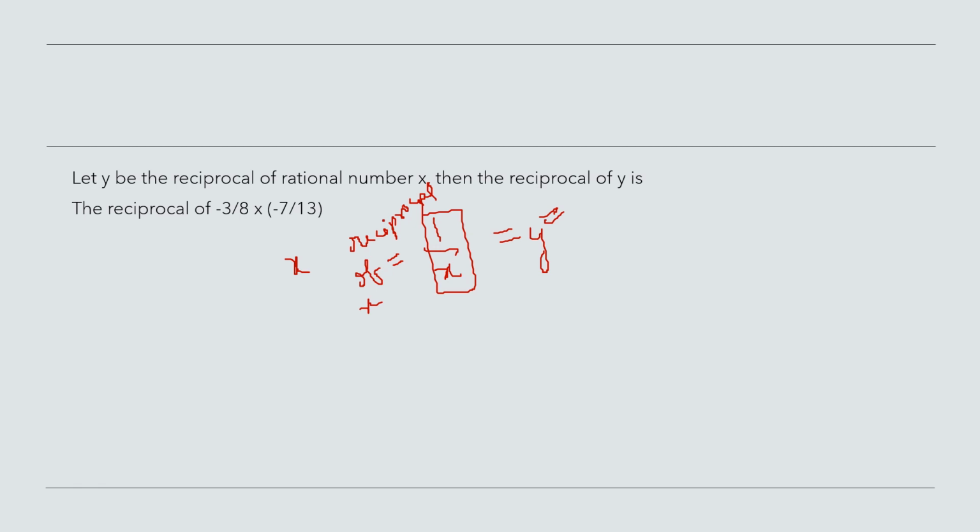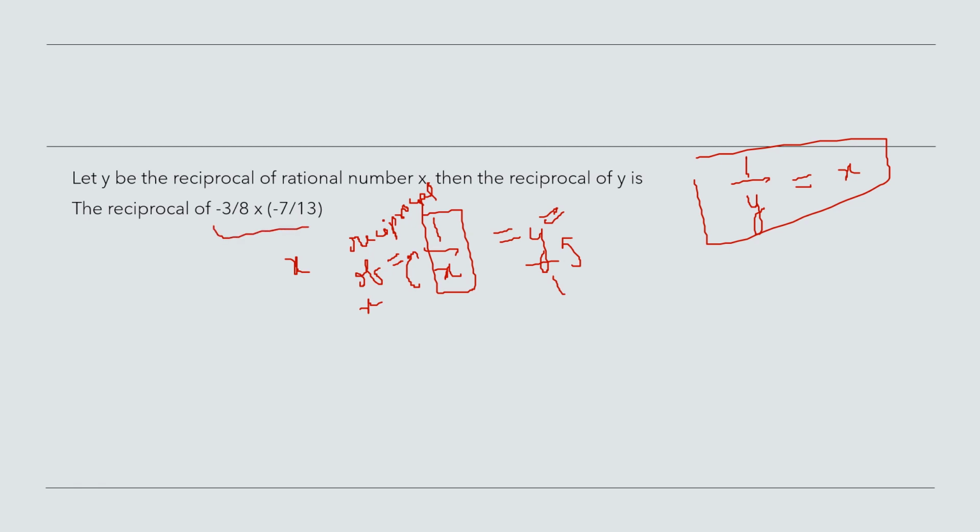Now reciprocal of y is what? Reciprocal of y is 1 by y, because y can be written as y by 1. If you do 1 by y, that means you are reversing it. Then you have to reverse the left side also. You will get x. Yes or no?